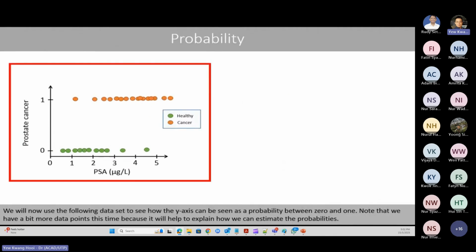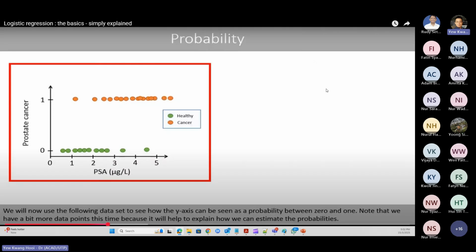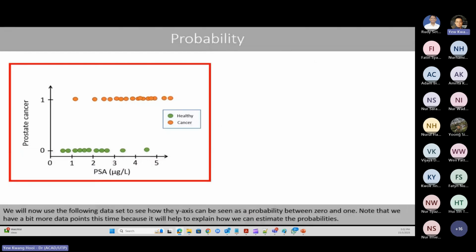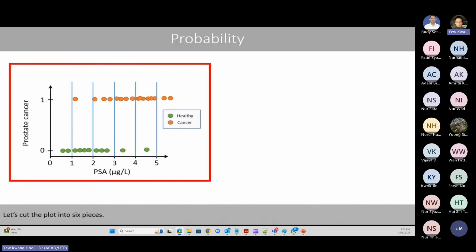We will now use the following dataset to see how the y-axis can be seen as a probability between 0 and 1. So we are turning the y value for all the x readings to 0 and 1 only. Maximum 1, minimum 0. We do that because it will help to explain how we can estimate the probabilities. Let's cut this plot into 6 pieces.